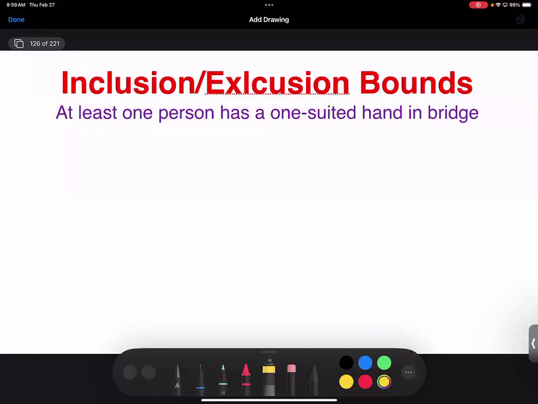Right, so let's do an inclusion-exclusion example. This is a problem from Bridge. Again, we have a deck of 52 cards, 4 suits, and I want to calculate the probability that at least one person has all their cards in one suit. Cool. So can somebody tell me what's the probability that a specific person has all the cards in one suit? So, the probability north is one suited.